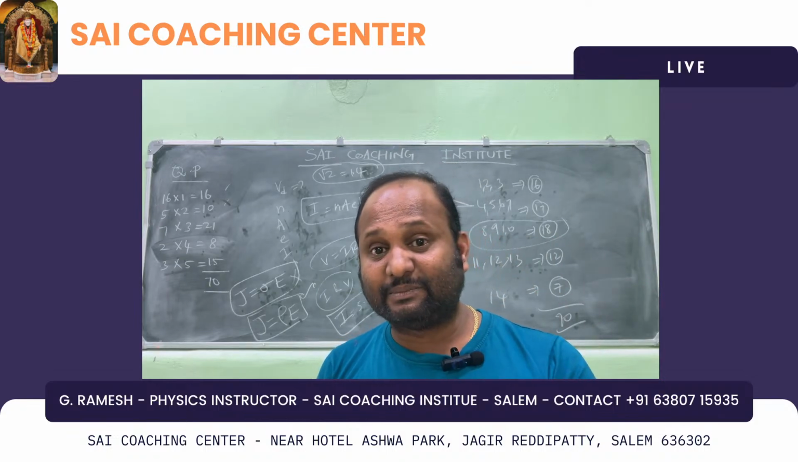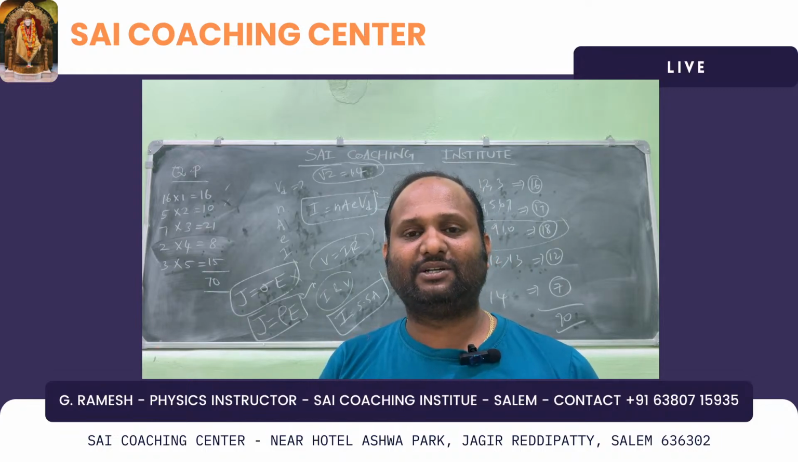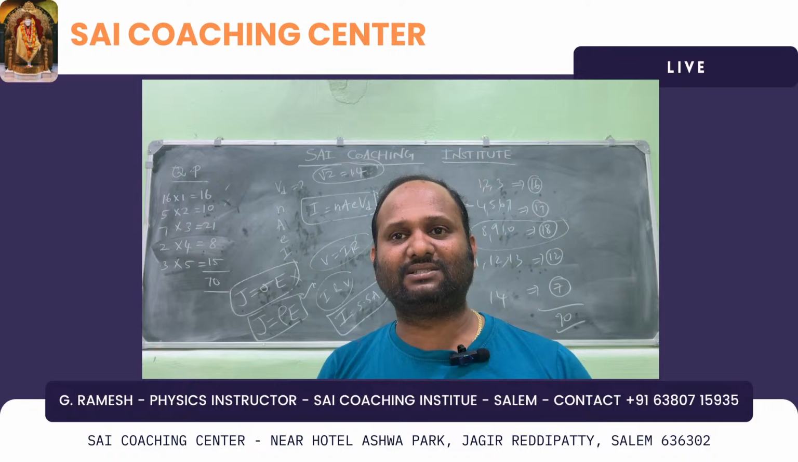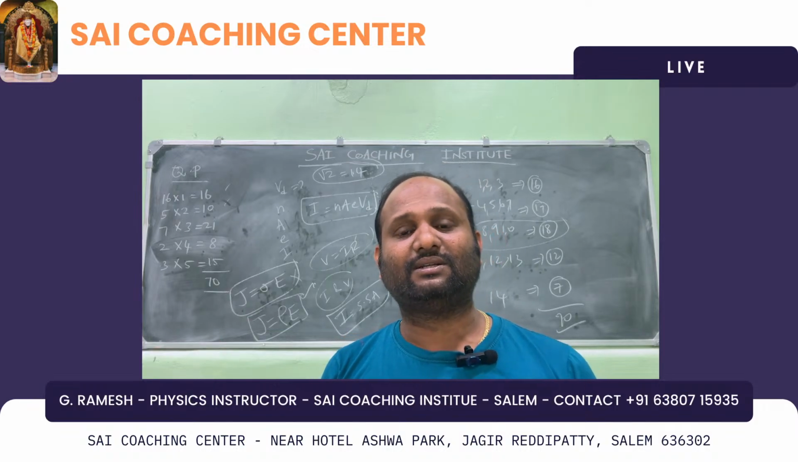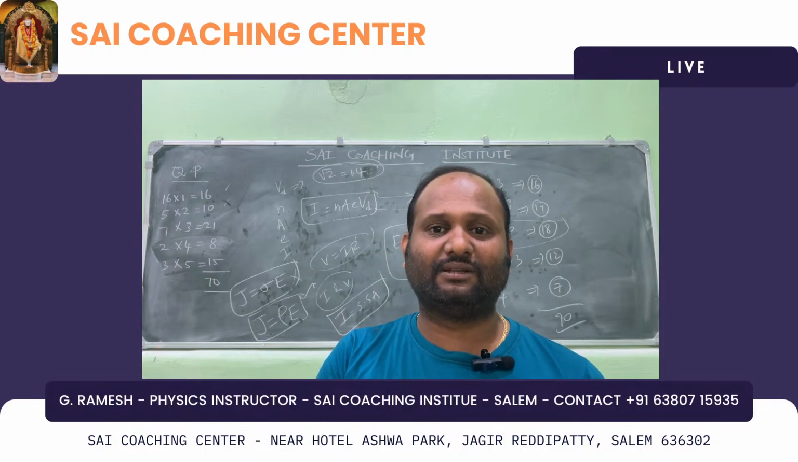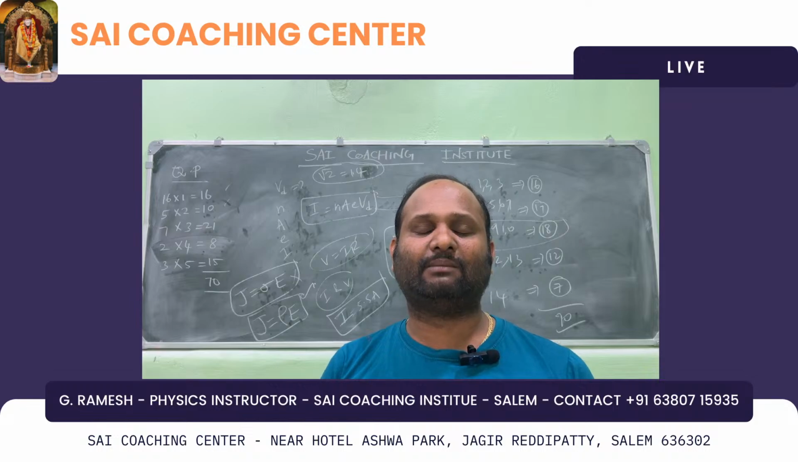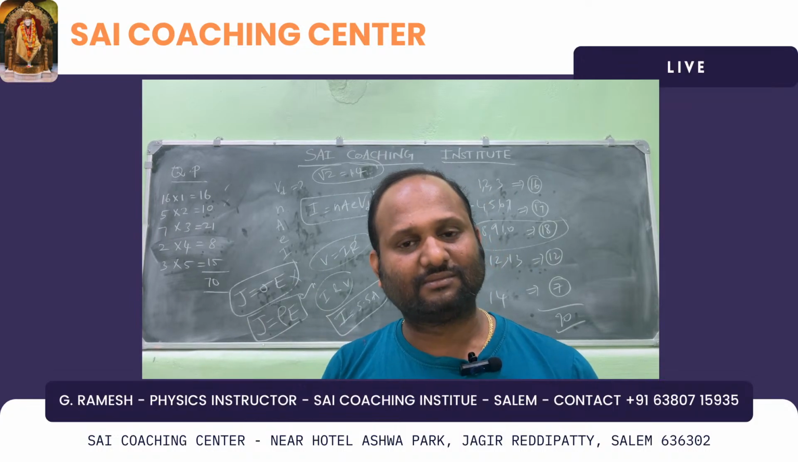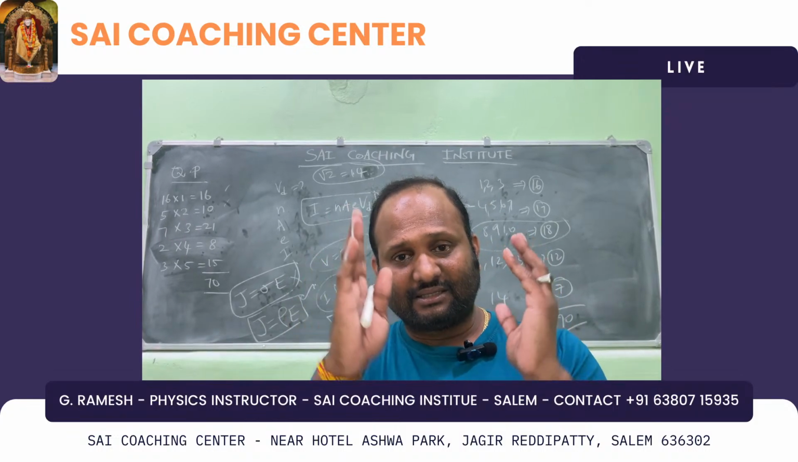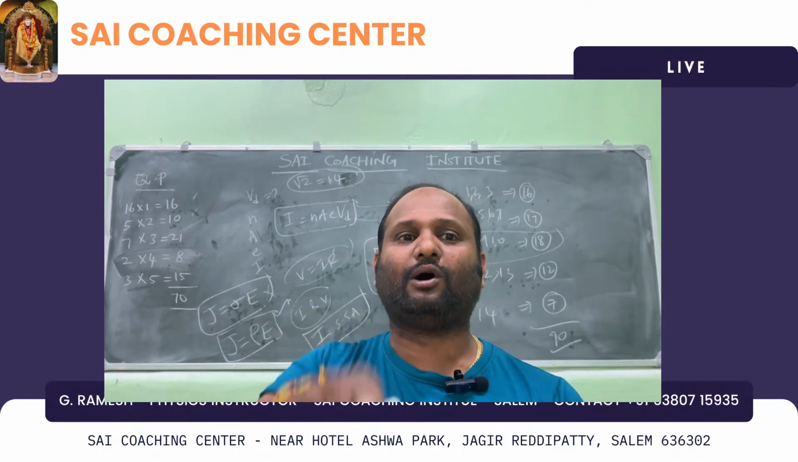The binding energy based sums are also important. What is binding energy? B equal to delta m into c square. What is delta m? The mass difference. What is mass difference? The difference between the actual mass of the nucleus and the mass of the protons and neutrons. That mass defect into c square is known as binding energy. Related problems they are asking.